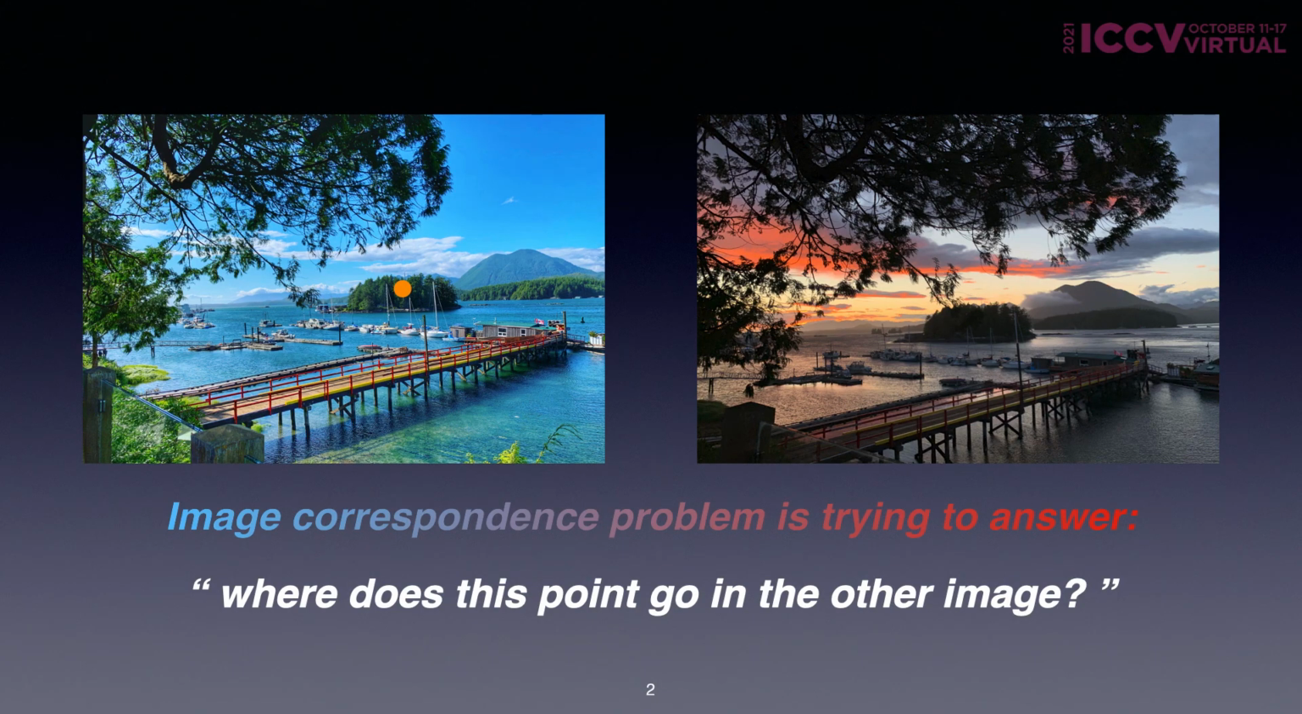Image correspondence is a fundamental problem in computer vision. It tries to answer the question, where does this point go in the other image? Traditionally, there are two streams of methods, sparse methods and dense methods.